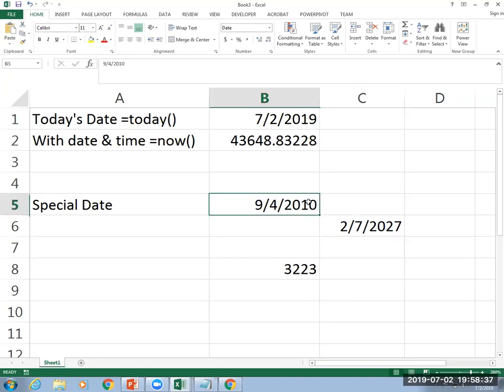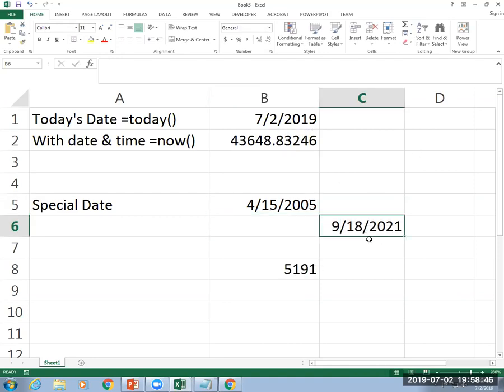So if I want to know when my daughter is going to be 6,000 days old, I could say 4/15/2005. It will be in 2021 when she turns 6,000 days old. So that's kind of fun.